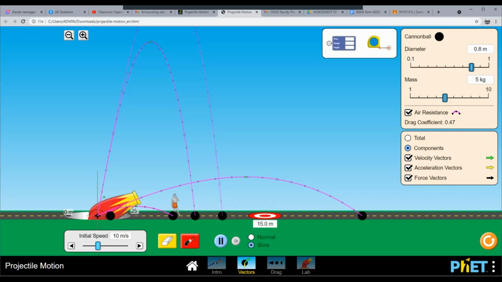Anong gusto nyo ilagay natin as initial speed? No right or wrong answer. We're just simulating this one. 15 po. 10 po. 15. Sige, try natin yung 15. Malapit na siya. 17 po, ma'am. Try natin na 17.